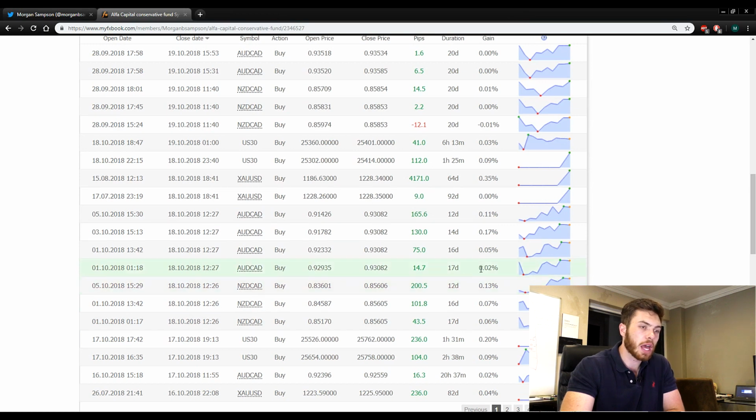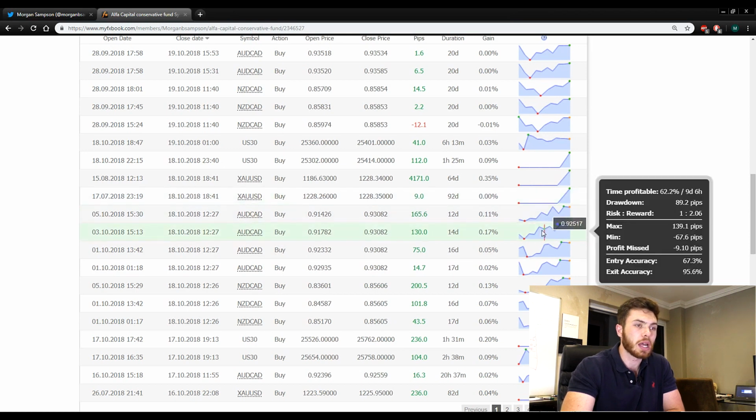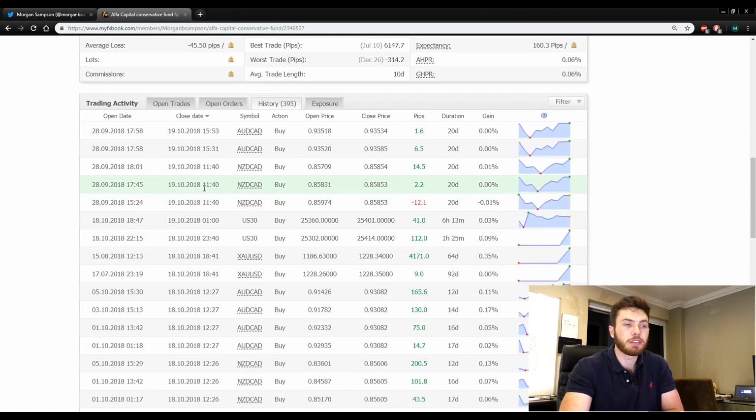And then further up, we had a 0.02, another 0.05, and this is on the Aussie dollar CAD positions, another 0.17. This was a very big position, 14 days waiting, and then another one, 0.11. And then further up, we had additional trades that we closed out on the 19th, a day later, and that was all for a 0% gain, and then one for a small loss.